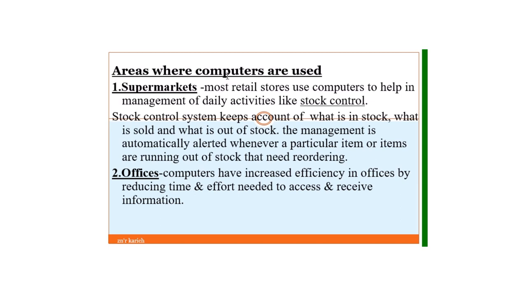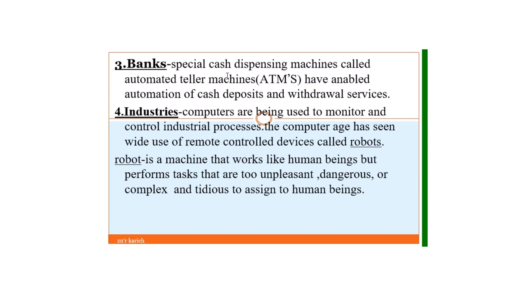Areas where computers are used. They are used in supermarkets to keep stock: what is sold out, what is in stock, and what is out of stock. In this case, the management can use it for reordering. Computers are also used in offices, where they have increased efficiency by reducing the time and effort needed to access and receive information. We also use computers in banks for cash dispensing machines such as ATMs, or automated teller machines, and they enable automation of cash deposit and withdrawal services.